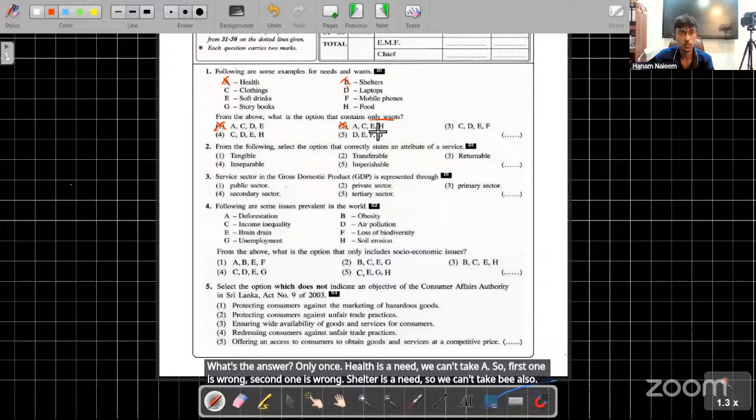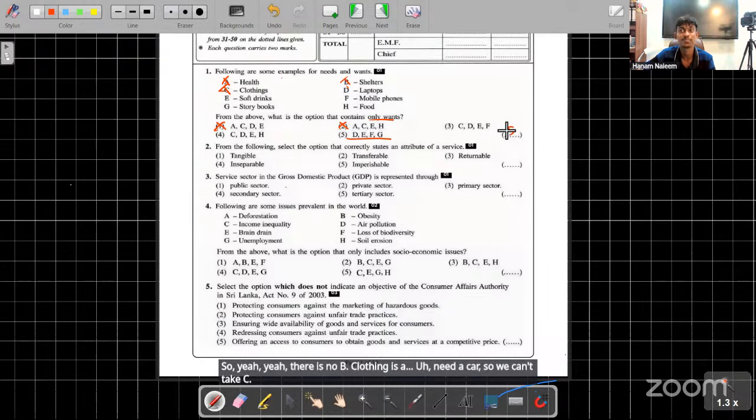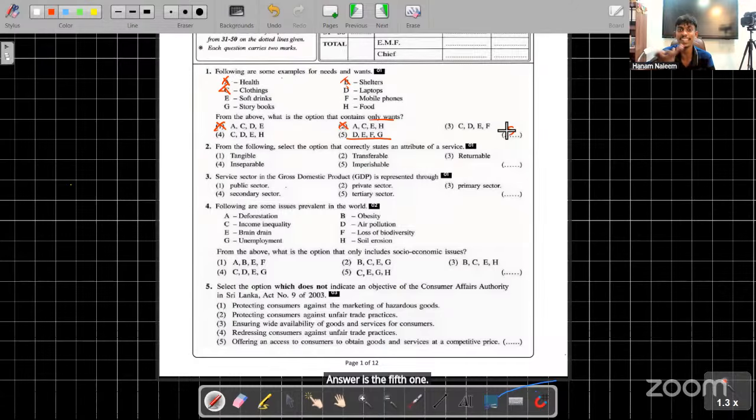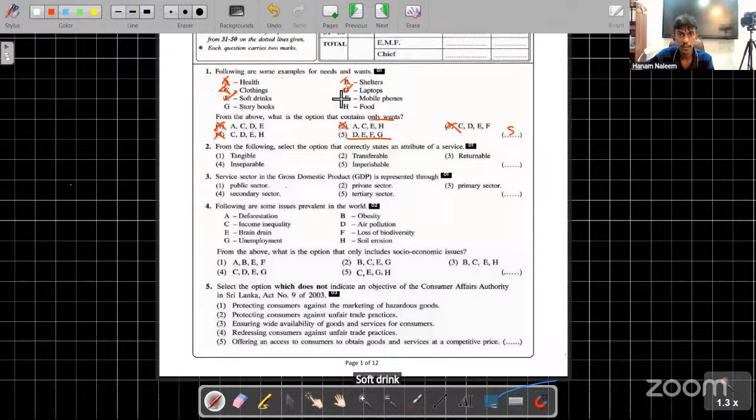So here, there is no B. Clothing is a need, so we can't take C. Answer is the fifth one. I read only three and found the answer because clothing is anyways a need. So in the third one and fourth one, we have C. Only in the fifth one, C is not there and A is also not there. We'll see D. Yes, laptop is a want. Soft drink is a want. Mobile phones is a want, storybooks is a want. Okay, answer is the fifth one.